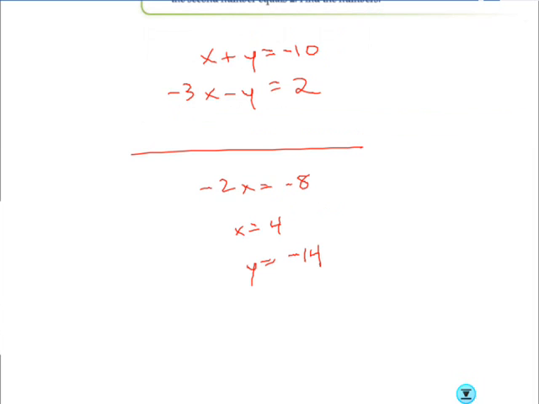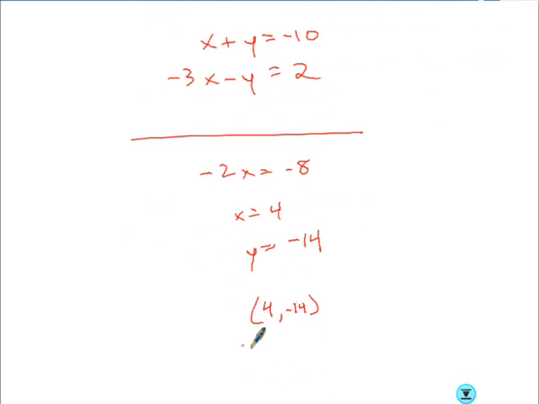All right, so let's see what we got. I got negative 2x equals negative 8. X equals 4, so y equals negative 14. So our answer as a coordinate would be 4 and negative 14 if we list it out as a point. But writing the two numbers, that's fine. Either way is good for this one.